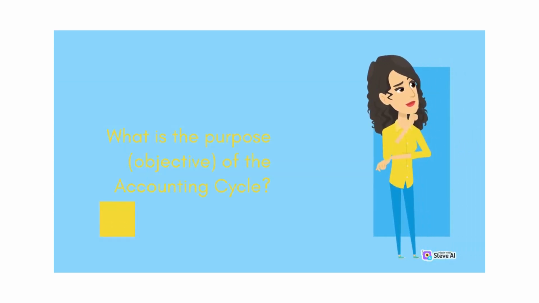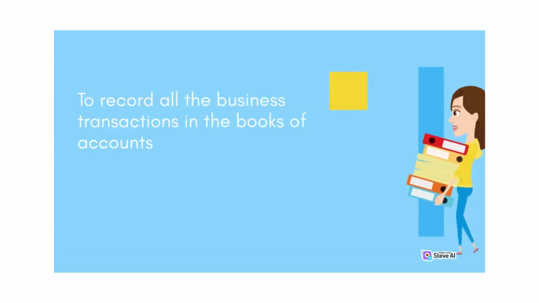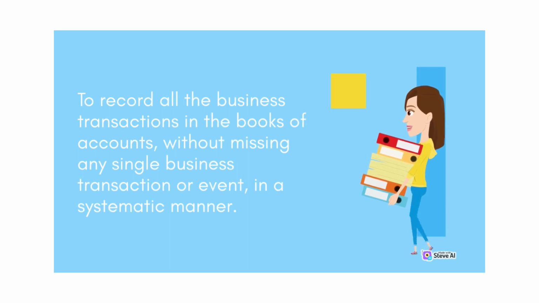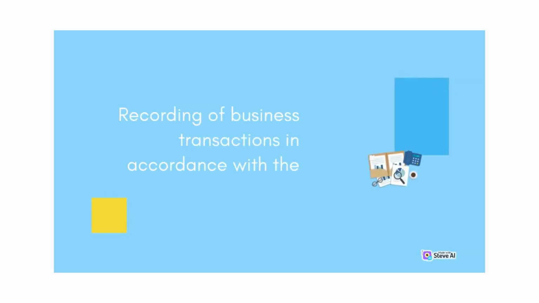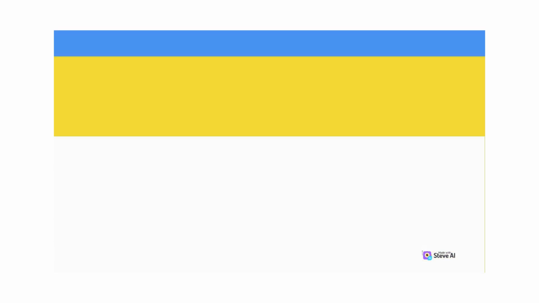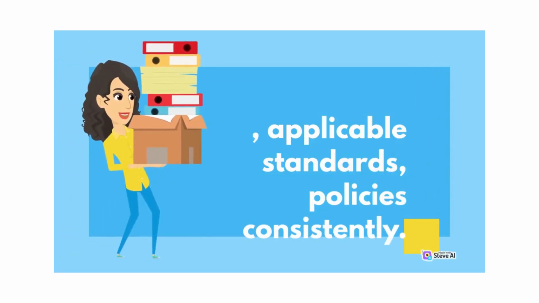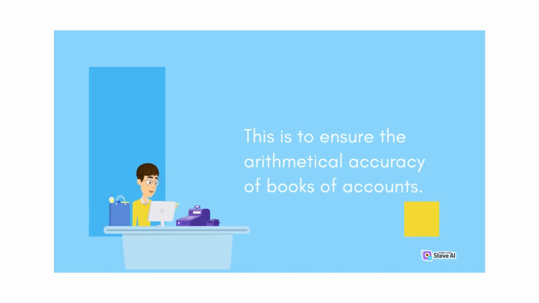What is the purpose, objective, of the accounting cycle? To record all the business transactions in the books of accounts, without missing any single business transaction or event, in a systematic manner. Recording of business transactions in accordance with the applicable standards, policies consistently. This is to ensure the arithmetical accuracy of books of accounts.